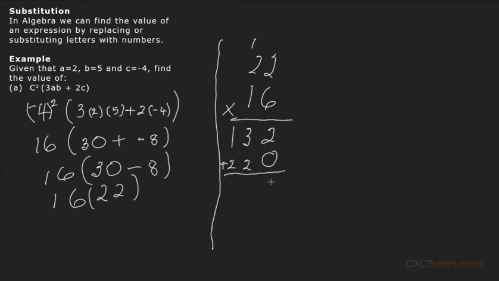And so 0 plus 2 is 2 right there. 3 plus 2, that is 5. And of course 2 plus 1, that is 3. But if you have your calculator, you wouldn't have to waste time to do all of this. You would just write down your answer, and that would be equal to 352. So as you can see, we have found the value of the expression by replacing the letters with their corresponding numbers. And that is what substitution is all about.